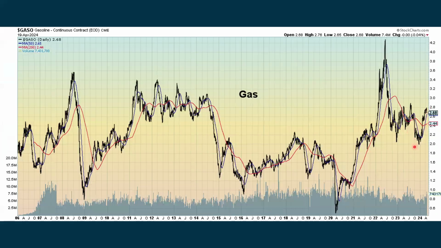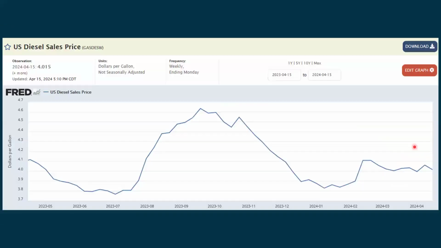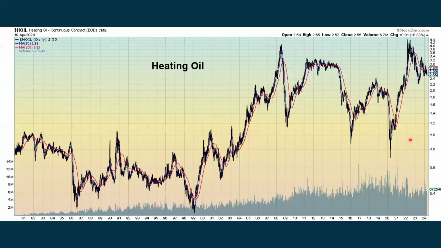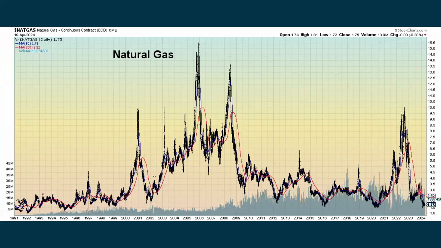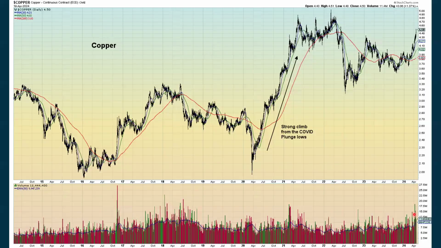Gas is in an uptrend, which we all feel anytime we fill up our cars or trucks. Diesel is actually coming down a little bit. We keep an eye on this because this is for trains and 18-wheelers, and if this goes up, then it costs more to ship products around. Heating oil continues to decline, and natural gas is really going low here. It's in a pretty solid downtrend.